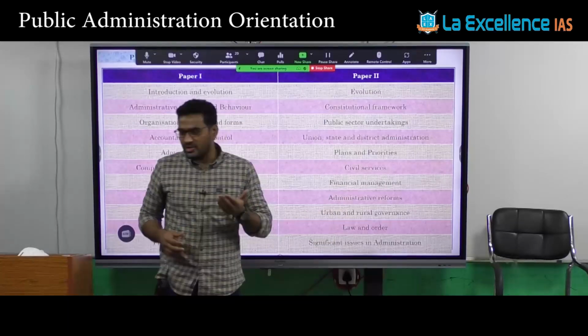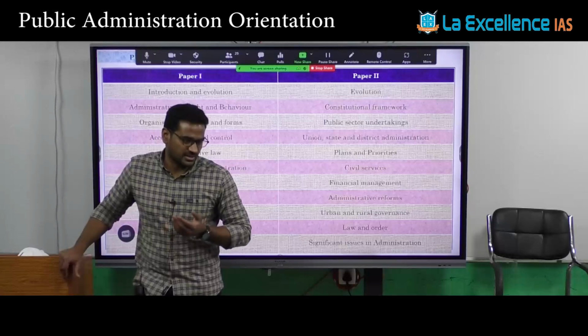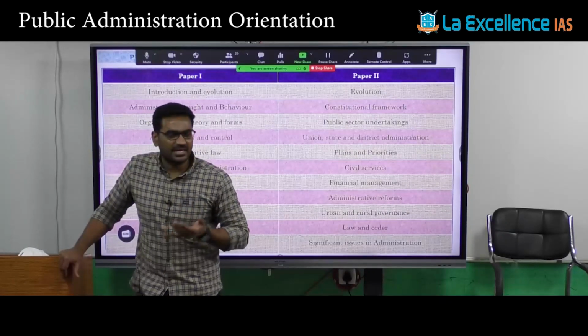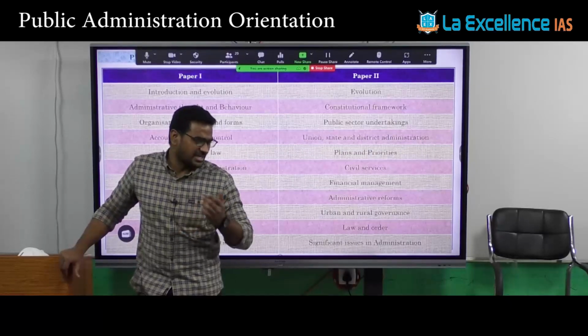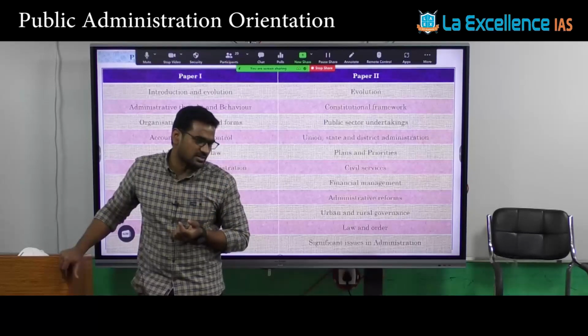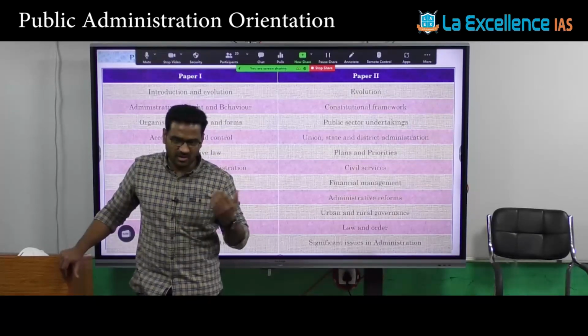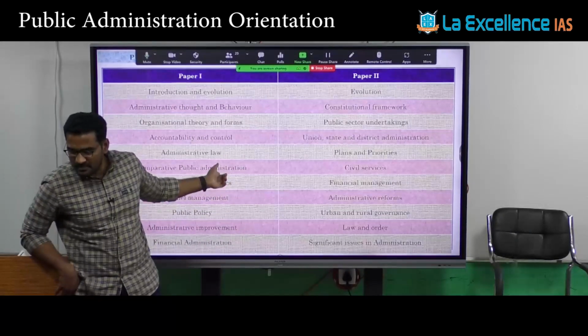Only through policy you can achieve what the government really wants to. Yes or no? Right? Through policies. Policy can be a scheme. It can be a guideline or an initiative. Or it can be a broad policy like national health policy, national education policy. All these things we'll be discussing as part of this particular topic called public policy.